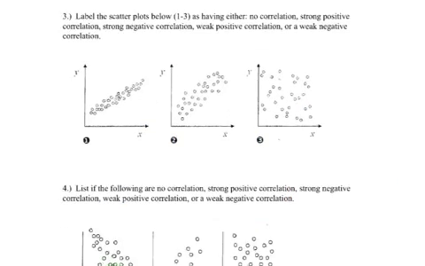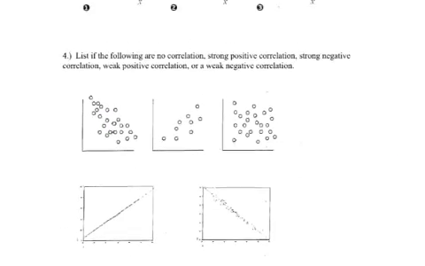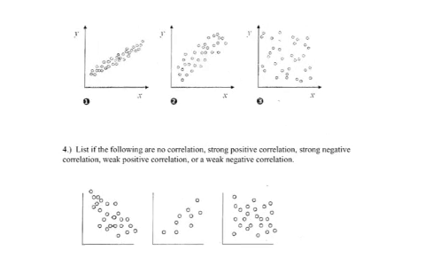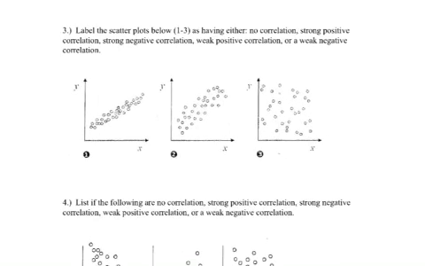So this next page I want you to try to do on your own, and you're just labeling no correlation, strong positive, strong negative, weak positive, or weak negative. Please pause the video when you're ready to check your answers. Press play.